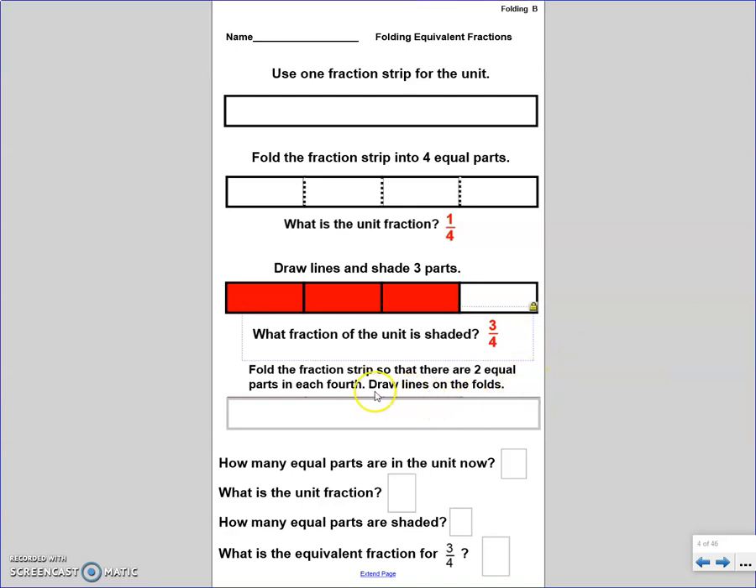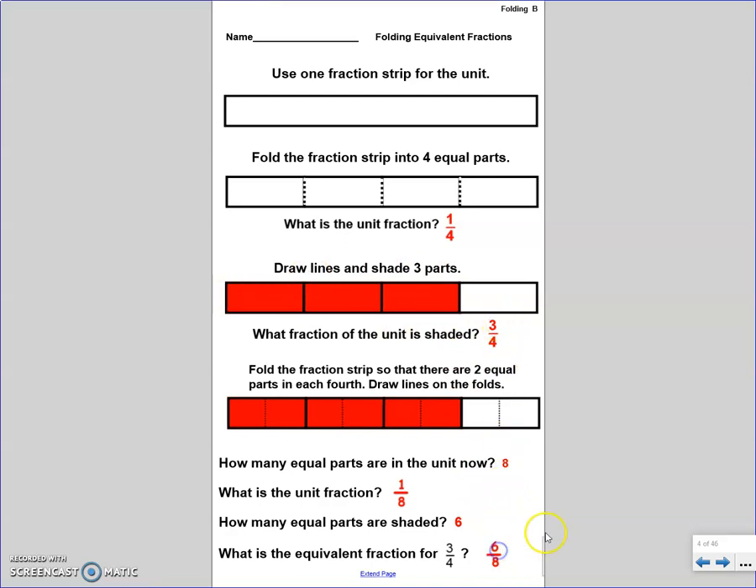Now we're going to fold the fraction strip so that there are 2 equal parts in each fourth. I'm going to draw lines on the fold so we can clearly see that here. How many equal-sized parts are there now in this unit? You're right, there are 8. So now the unit fraction is 1/8. How many equal-sized parts are now shaded? 6, I agree. So what fraction is equivalent to 3/4? 6/8. They're equivalent because they cover the same amount of space on the unit.